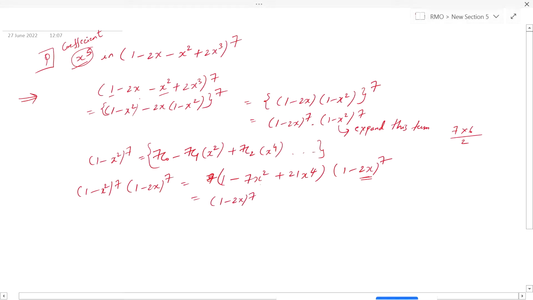Now I am expanding the bracket. So 1 times (1 minus 2x) raised to 7, then minus 7x square into (1 minus 2x) raised to 7. In this case, the coefficient of x should be 3, because if x cube multiplies with x square, you will get x raised to 5. Clear? Plus 21x raised to 4 into (1 minus 2x) raised to 7.